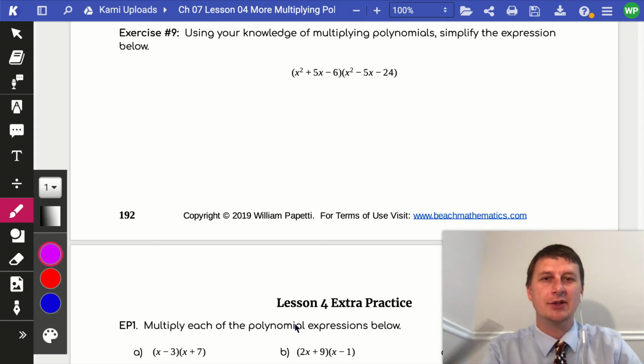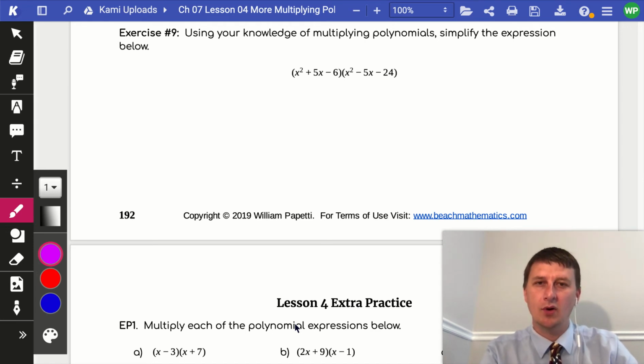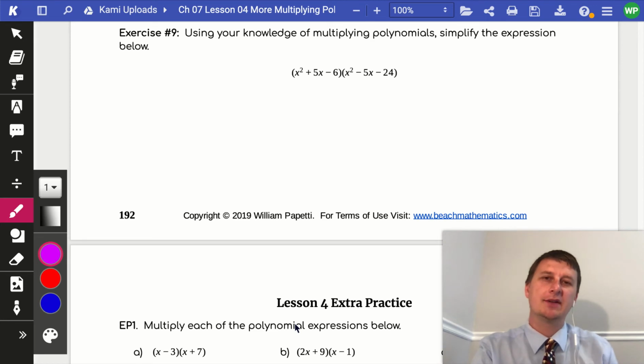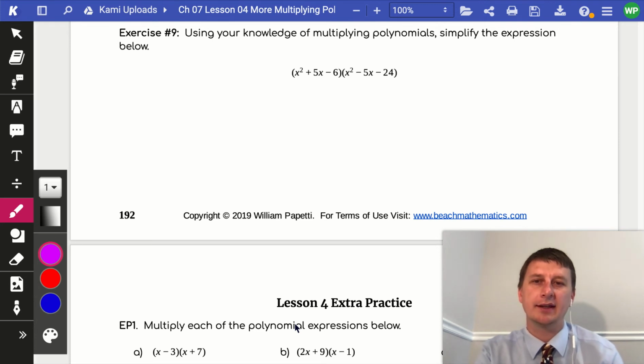Algebra 1, and you have made it to exercise number 9, the final exercise in this very long lesson on more multiplying polynomials. But each of these exercises were different in their own ways, and I hope you watched every exercise. But again, I congratulate you for making it this far.